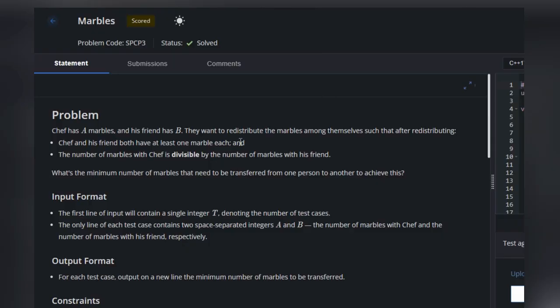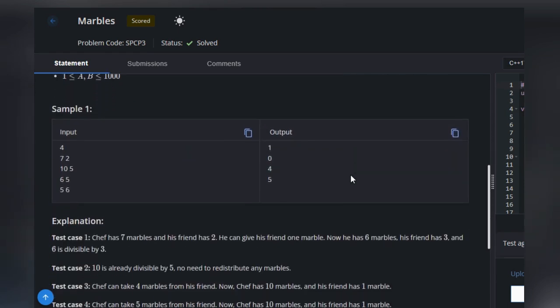Today we are going to see the Marbles problem of CodeChef. So let's read the problem statement first. In this problem, Chef has A marbles and his friend has B. They want to redistribute the marbles among themselves so that after redistributing, Chef and his friend both have at least one marble each, and the number of marbles with Chef is divisible by the number of marbles with his friend. These are the two conditions. So we need to determine the minimum number of marbles that need to be transferred from one person to another to achieve this. So let's see some examples.